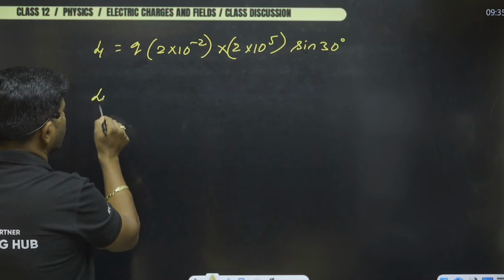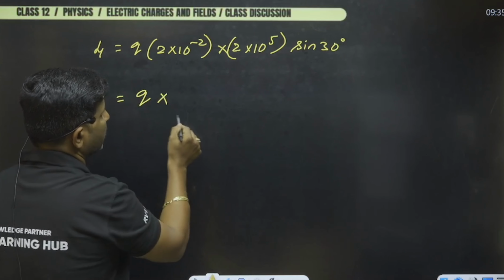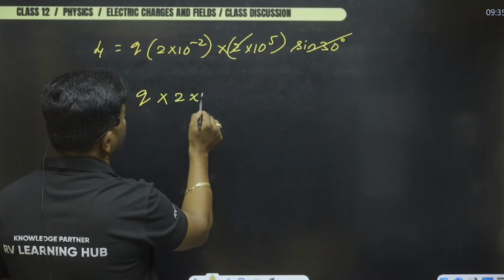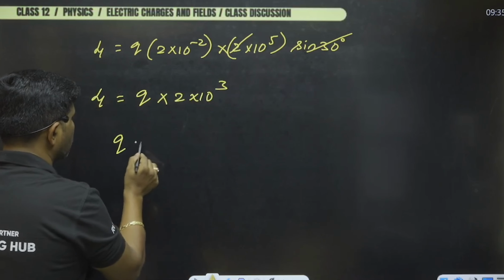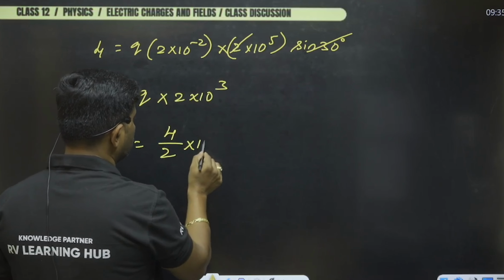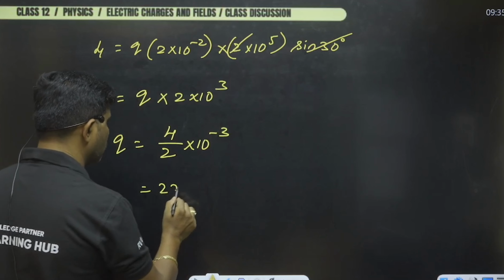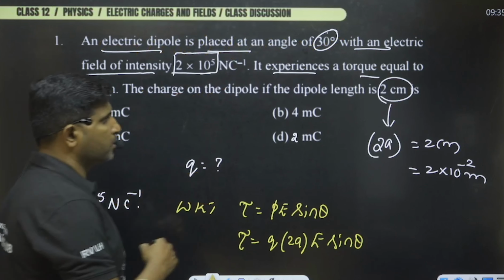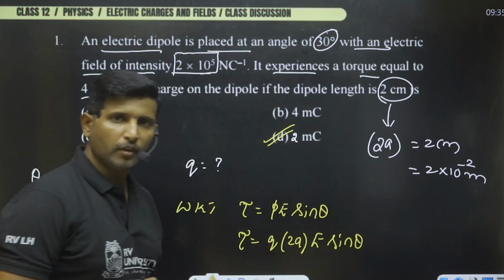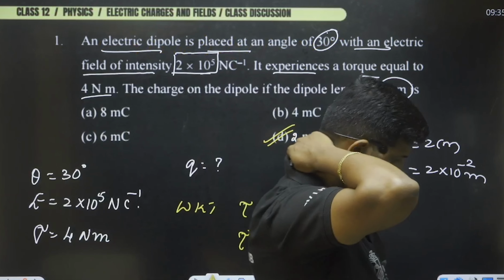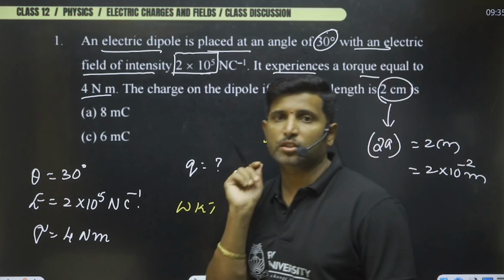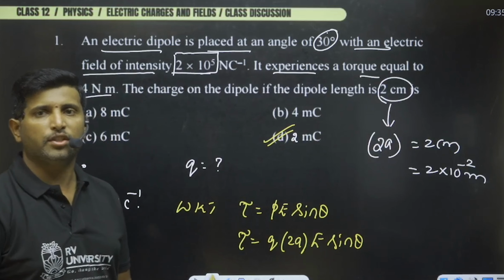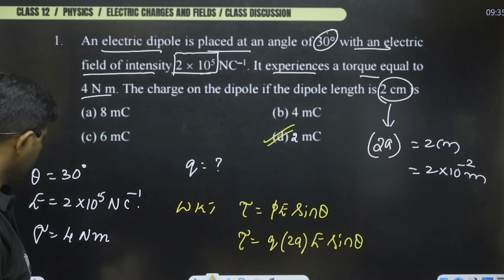Is it right? So 4 is equal to Q into, sine 30 is 1 by 2, and the 2 will get cancelled here, so we get 2 into 10 to the power of 3. Therefore, Q is equal to 4 by 2 into 10 to the power of minus 3. So we can say Q is equal to 2 millicoulomb. Is it right or not? Hence, we can select option D as the answer. Believe it or not, this type of problem is asked frequently every year in our CET. So please don't neglect the basic formulas and basic applications here. Let us move on to the next question.